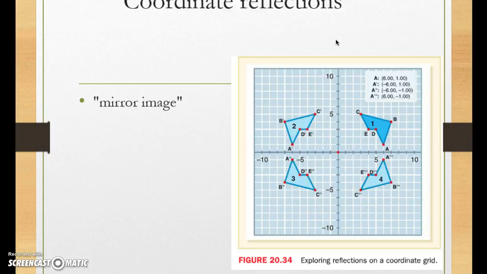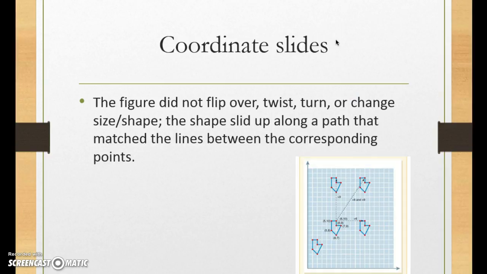Mirror images. We'll be focusing on reflections on this slide. So, for example, if you have a shape on the left side of the y-axis, instead of sliding it over, it will be the exact opposite. You will mirror it over the y-axis.